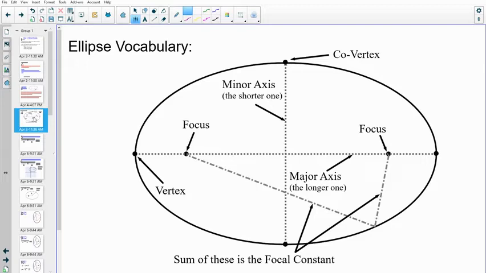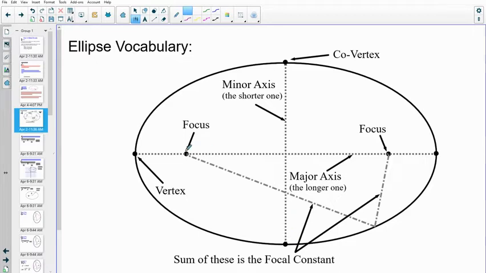I thought I should probably give you all of the terms on one slide so you can take a look at these and know what I'm referring to when I talk about a vertex or a covertex. A vertex, there's another one over here. These are the 2 points that are the farthest away from the center. The covertices are the 2 points that are closest to the center. The major axis is the distance between your vertices. It could be a horizontal axis or a vertical axis. In the case of the ellipse I've got right here, it is a horizontal axis. And then the minor axis is the distance between the covertices.